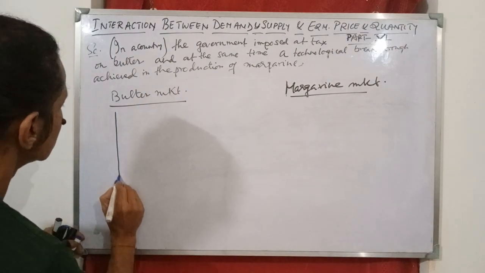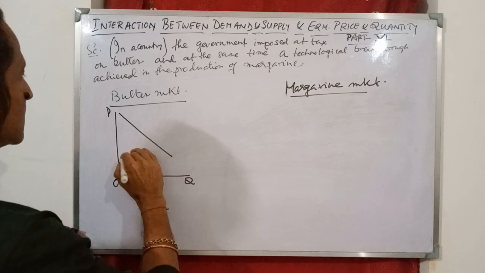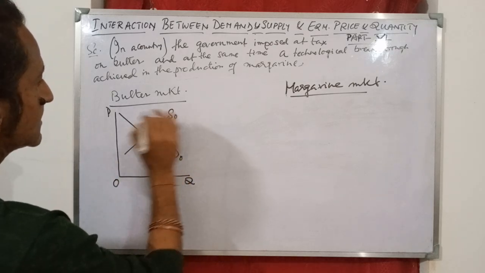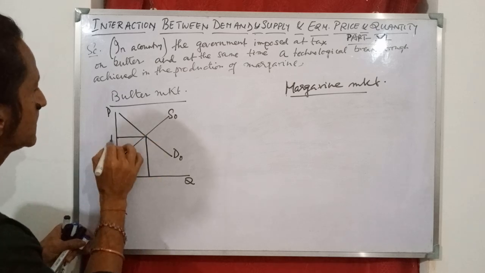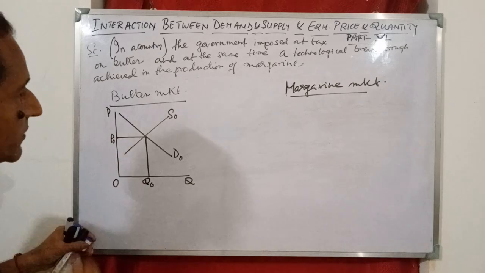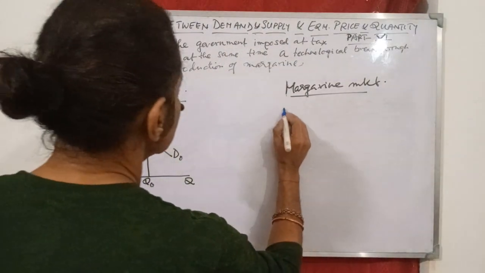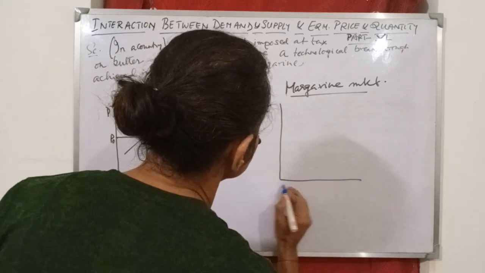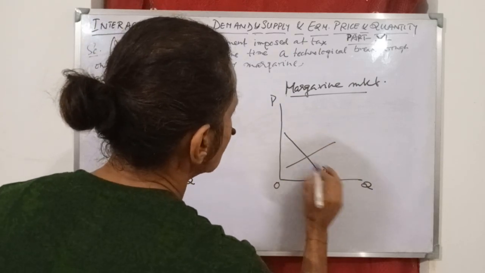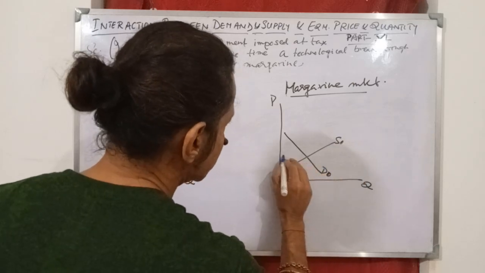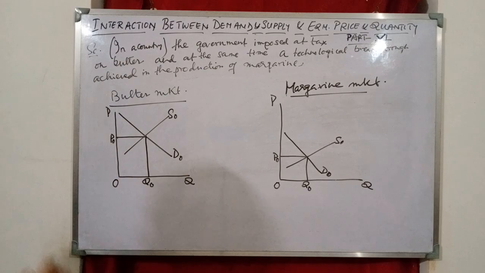First we draw the diagram. On x-axis we measure quantity and on y-axis we measure price. Say D sub 0 and S sub 0 are the demand curve and supply curve in the butter market respectively. P sub 0 is the equilibrium price and Q sub 0 is the equilibrium quantity. Okay? And in the margarine market, D sub 0 and S sub 0 are the demand curve and supply curve respectively. So P sub 0 and Q sub 0 are the equilibrium price and quantity respectively in the margarine market.